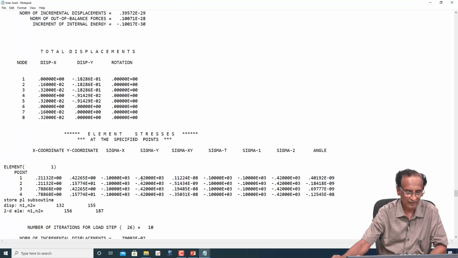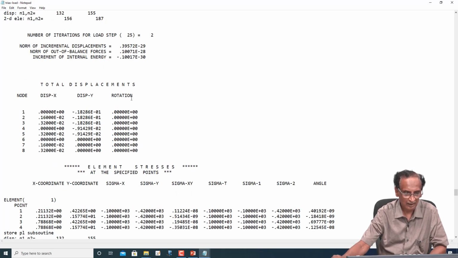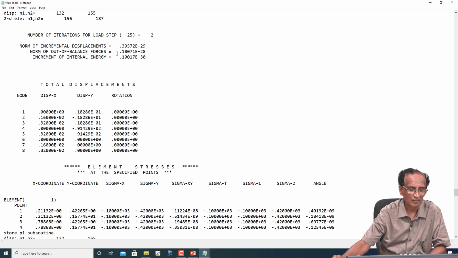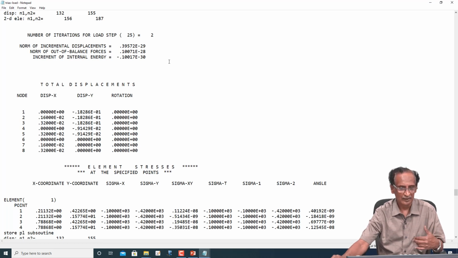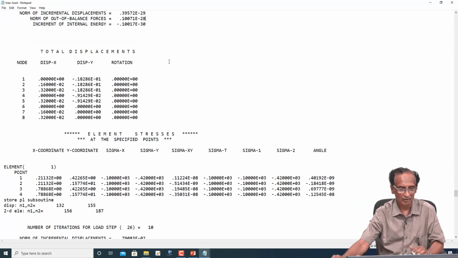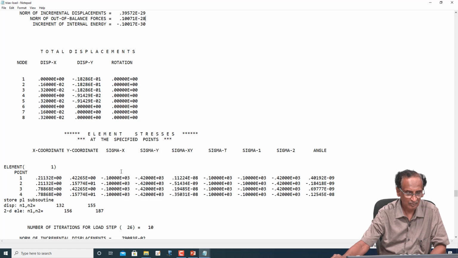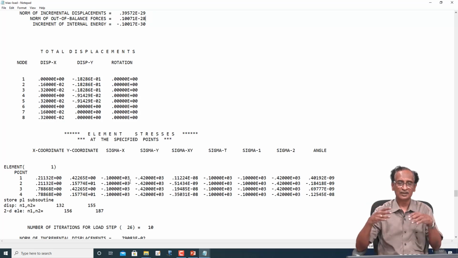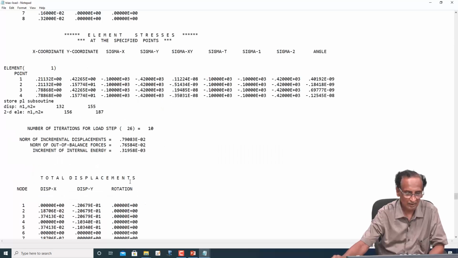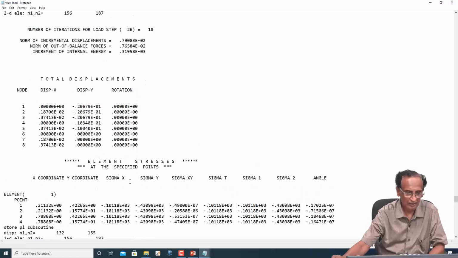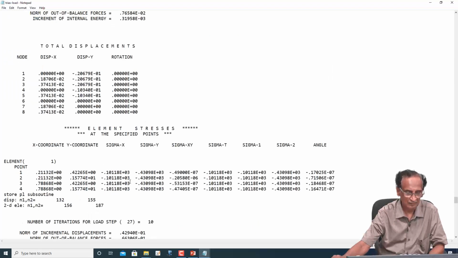So up to 420 we are within the elastic limit, and you can tell that by looking at the norm of out-of-balance forces. It is 10 to the power of minus 28, which means we are exactly satisfying the equilibrium. So you are in the elastic limit, and your sigma x and sigma theta are 100, corresponding to the cell pressure. And now let us see what happens when we increase the pressure.